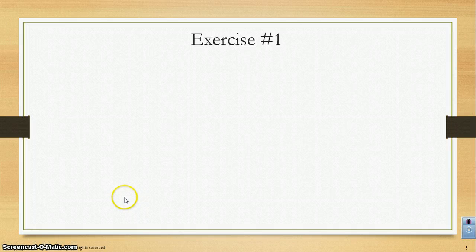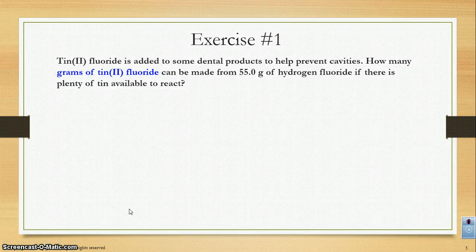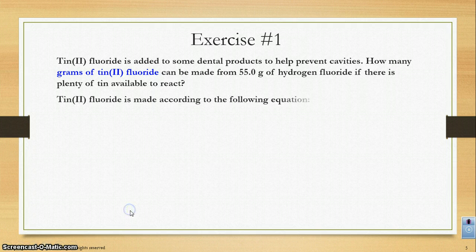Let's look at exercise 1. If you feel comfortable with the example that was given right before this one, you might want to pause this at the very beginning and try to work the problem out yourself and then check and see how I went through it. If not, watch this example and then we'll go on and have another example as well. Tin 2 fluoride is added to some dental products to help prevent cavities. How many grams of tin 2 fluoride can be made from 55 grams of hydrogen fluoride if there is plenty of tin available to react?